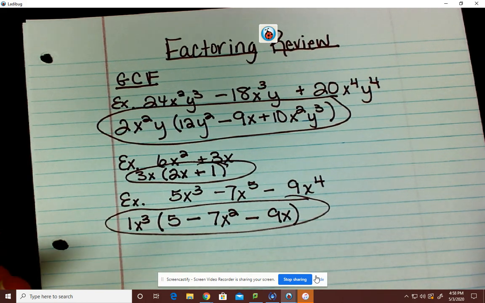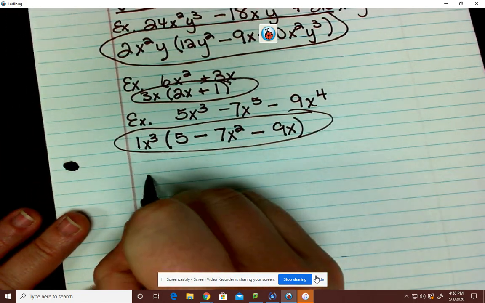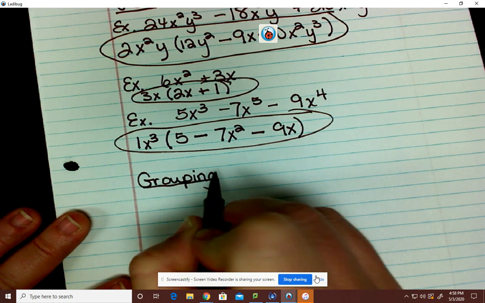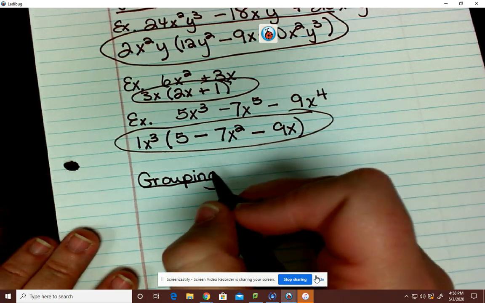So that's factoring, finding out what was being multiplied together to give you this by GCF. Now we're going to look at grouping. Grouping we use when there are 4 terms.